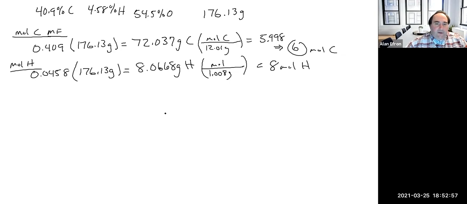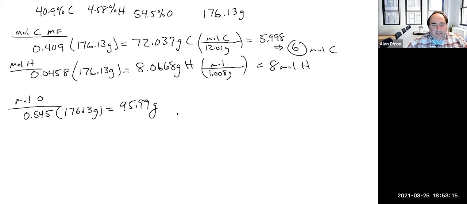And lastly here, moles of oxygen would be 0.545 times our 176.13, going to get us 95.99 grams of oxygen. Dividing that by 16 from the periodic table tells us we get something like, again, 5.999. So when you get numbers like this, that is close enough to round to 6 moles of oxygen.